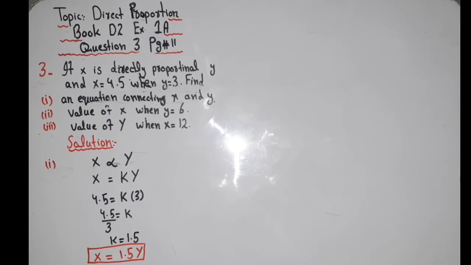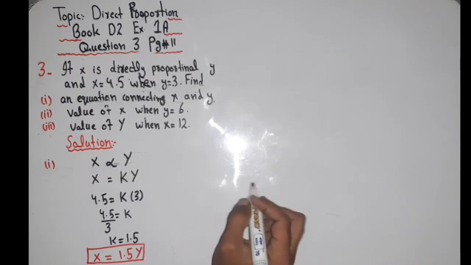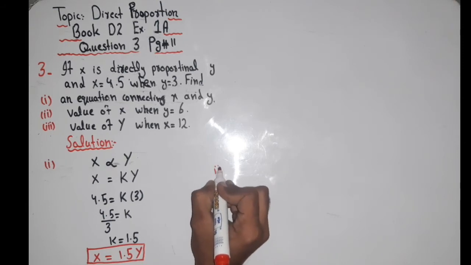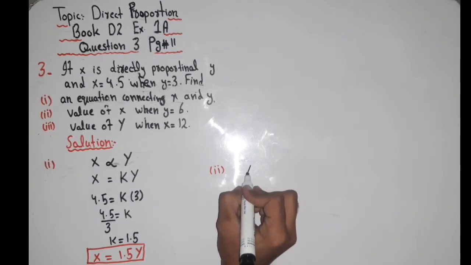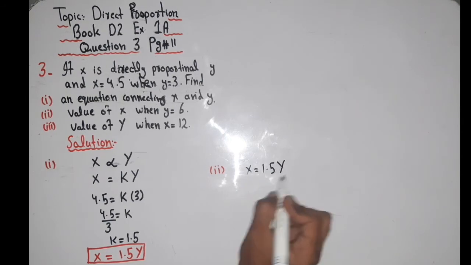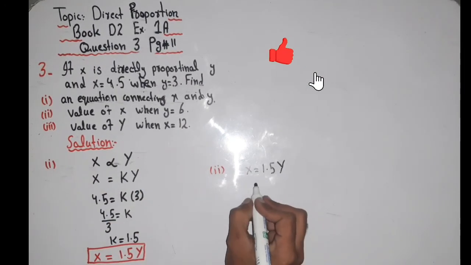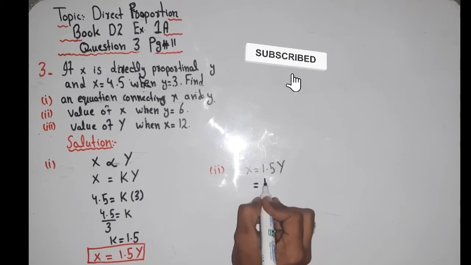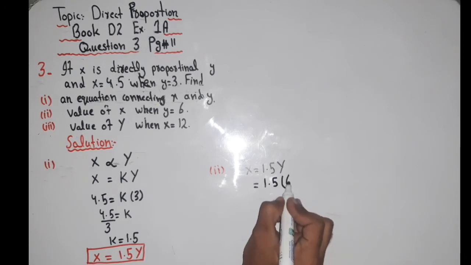Okay, now I hope this is clear to you. And now the second part. In the second part we will use this equation to find the value of x. So we have an equation x equals 1.5 y. Now we have to find the value of x when y equals 6. We will write 1.5 as it is, then we will substitute the value of y, which is 6.